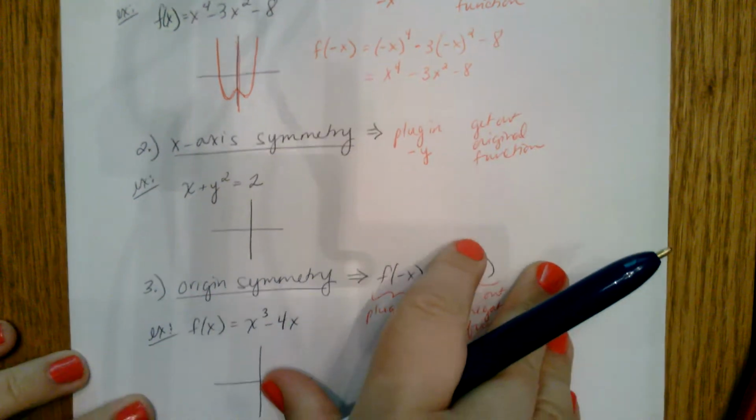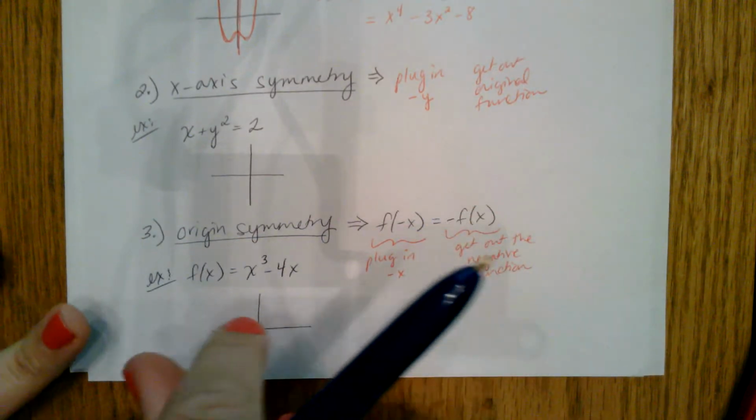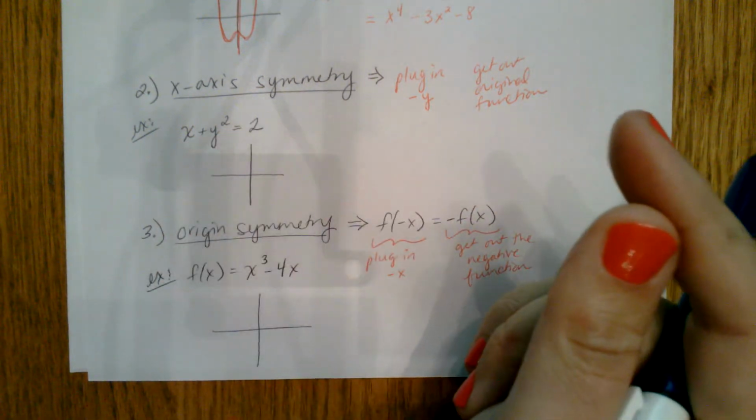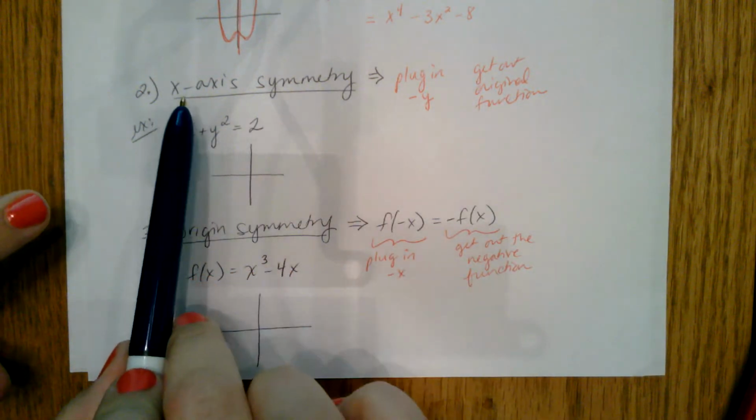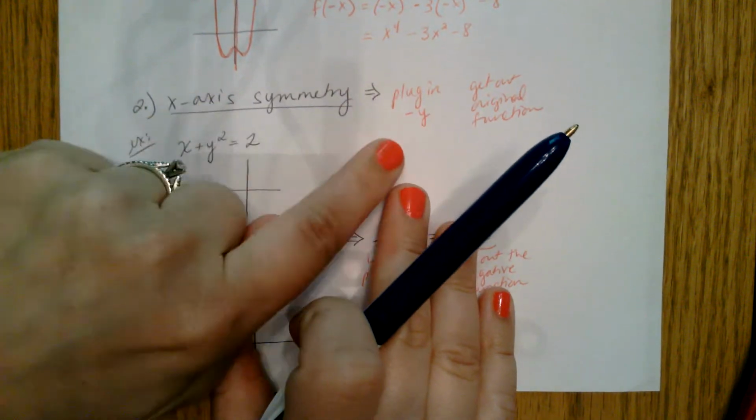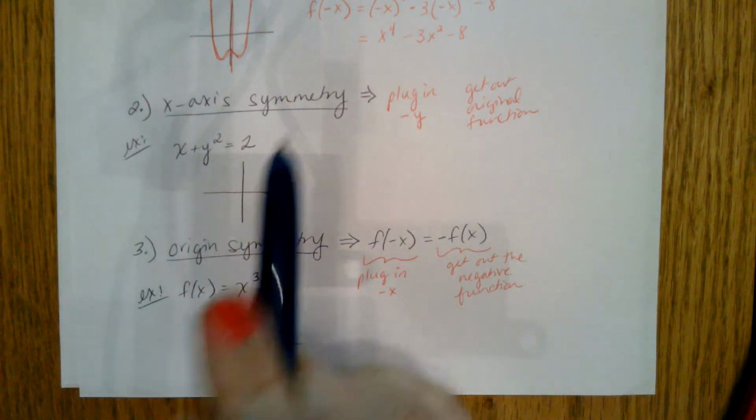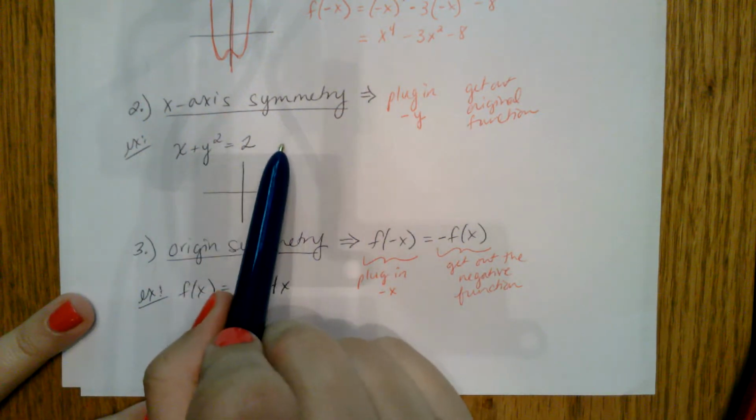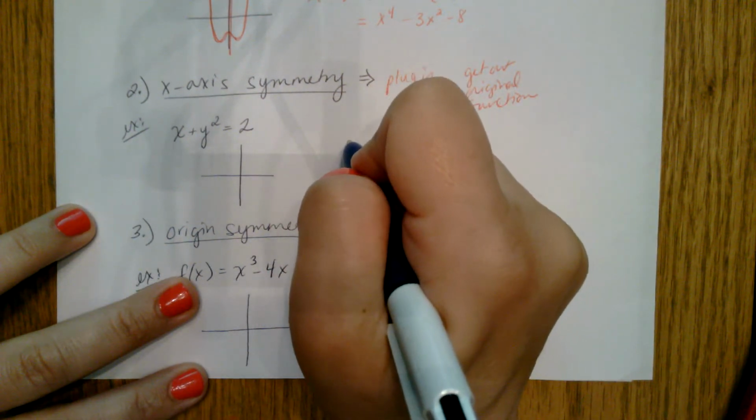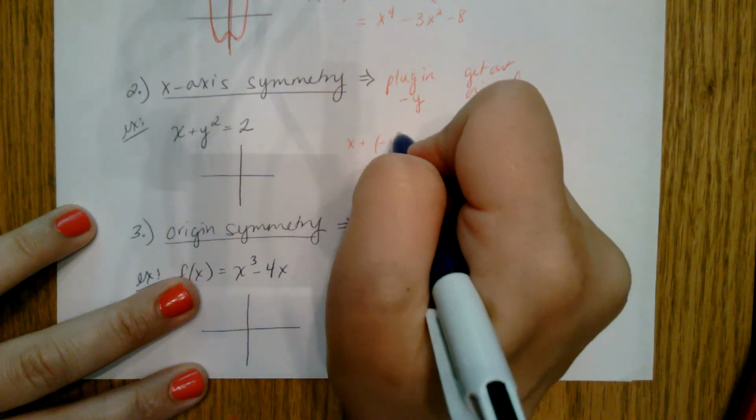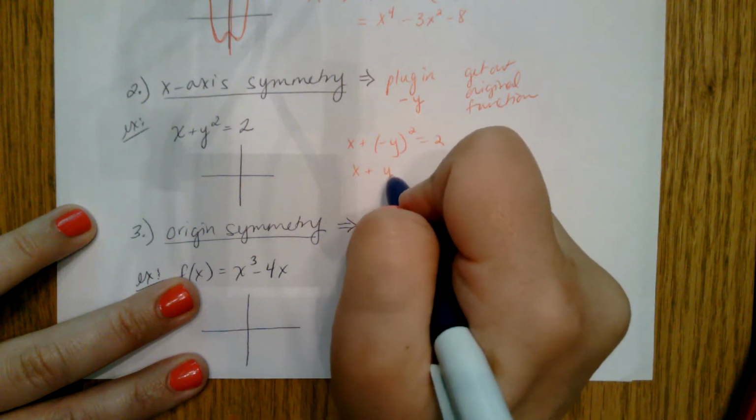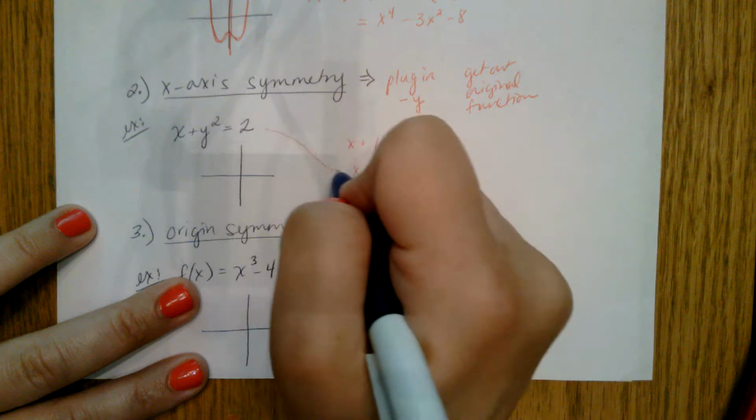Write that down. Let's look at x-axis symmetry. So x-axis symmetry is if you plug in a negative y. Seems weird. Seems backwards, but that's what it is. If you want y-axis symmetry, you plug in a negative x. If you want x-axis, you plug in a negative y. So if you plug in a negative y, you get out the original function. And one way to tell, we'll do this analytically, x plus negative y squared equals 2. So x plus, again, you're squaring the y. That would be y squared equals 2. Oh, it's the original function.